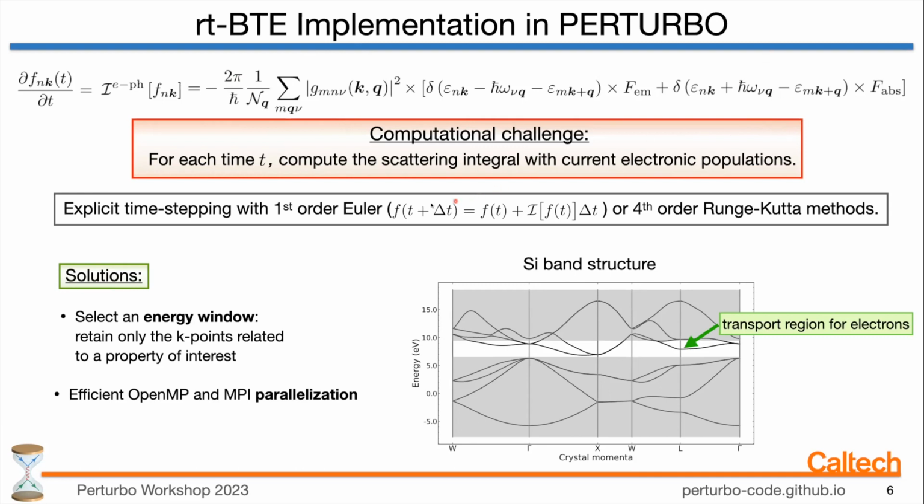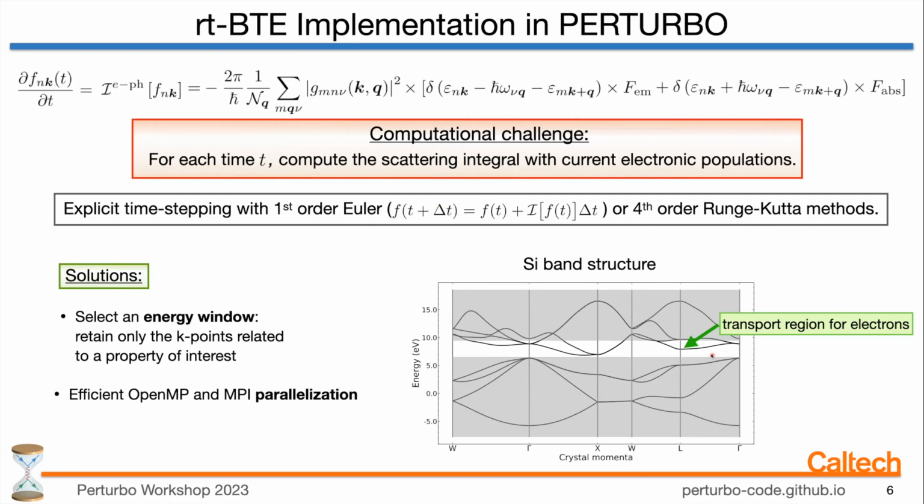So numerically, we solve this equation with the first order Euler or fourth order Runge-Kutta methods. And then the solution to this computational challenge, so we have actually 2 of them. So first is we select the energy window. So this approach was presented in the previous lecture by Dhruv.